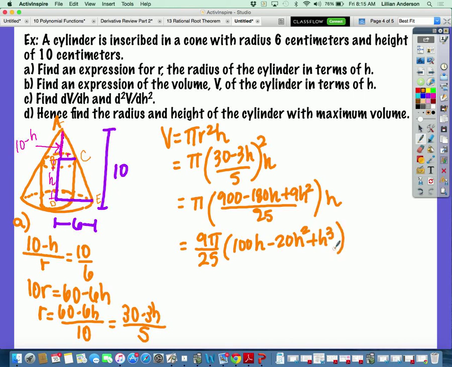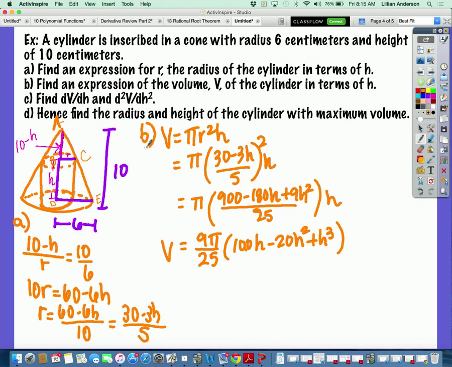So again, the numerator has a GCF of 9, so I can pull that out. That's where the 9 pi came from. When I pull a 9 out of 900, I'm left with 100. A 9 from 180, I'm left with 20. And a 9 from that, and I get this. And of course, I distribute the h through. So there's my expression for volume. There's the answer to part B.